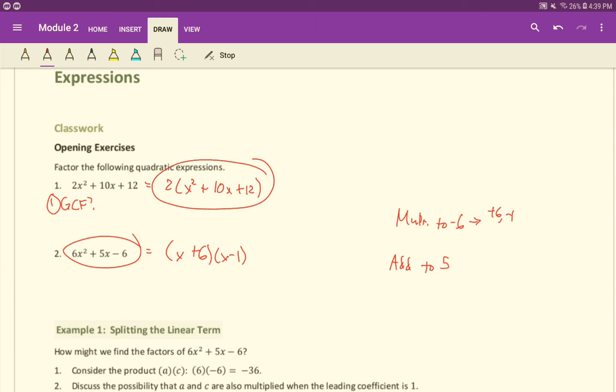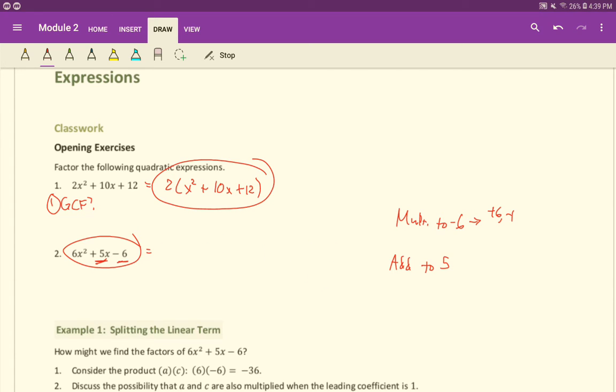But here's the problem. If I were to multiply these two things back together, I would not get my original question. Right? I would have x times x, which would be x squared, x times -1 is minus 1x, 6 times x, which is going to be 6x, 6 times -1 is minus 6. Combine like terms, you get x squared plus 5x minus 6. So we got this right, and we got this right, but we don't have a 6 here like we need. So this does not work.